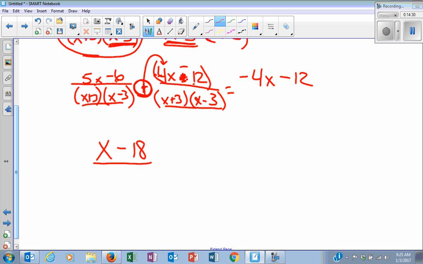And then over x plus 3, x minus 3, and it asks me to state the restrictions. So finally, the last step is to ask, what is x not allowed to be? What would make the bottom 0? It would be a plus or a minus 3. A negative 3 here, a plus 3 here.